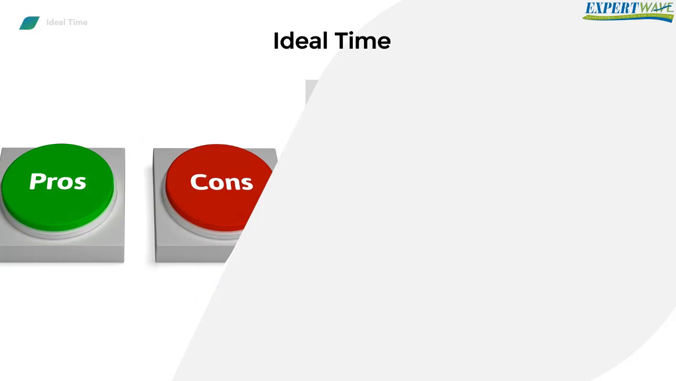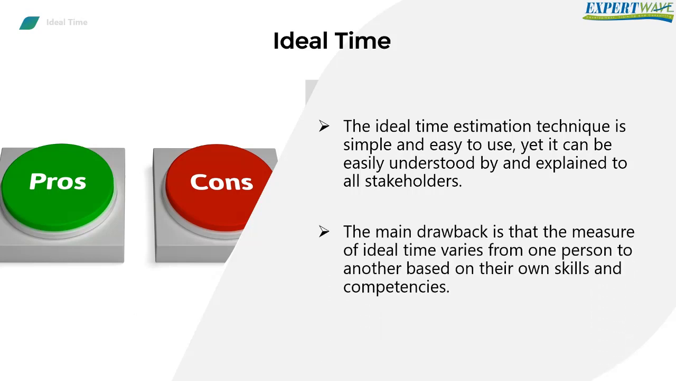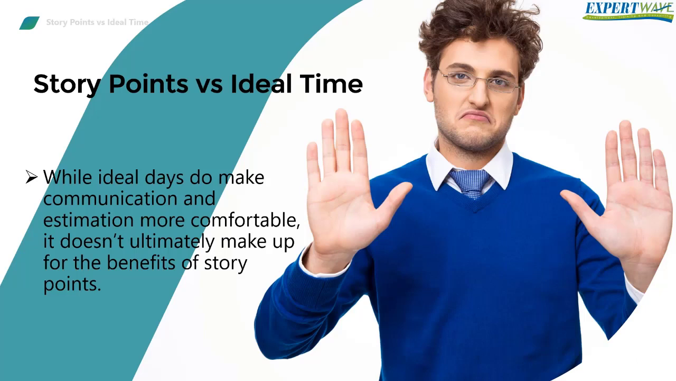One of the major advantages of using the ideal time estimation technique is that it's simple and easy to use, yet it can be easily understood by and explained to all stakeholders. However, the main drawback is that the measure of ideal time varies from one person to another based on their own skills and competencies. And then to consolidate your understanding, we have compared story points and ideal time as two different estimation techniques, and we have stated the advantages and the disadvantages of each of them. Also, we have said that it's up to you to choose the estimation unit that suits you and fits the circumstances of your project.